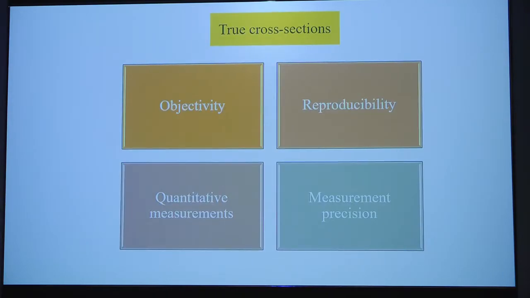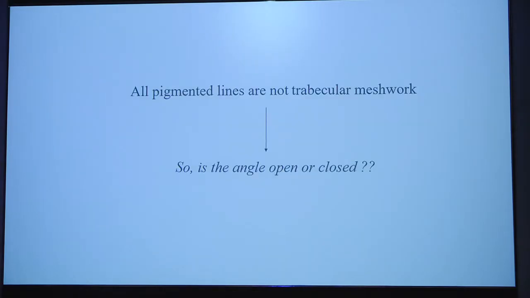It gives you true cross-sections of the angle. It has a significant amount of objectivity and therefore reproducibility. It allows quantitative measurements and has a significant amount of measurement precision. So let us see the conditions where UBM is very helpful, especially talking of the primary angle closure disease spectrum.